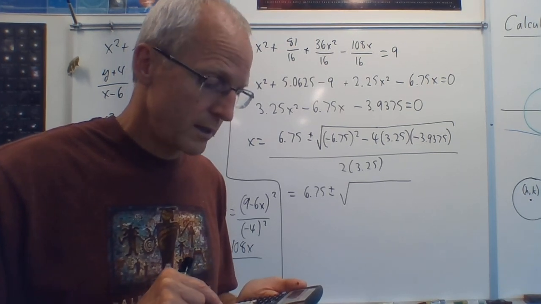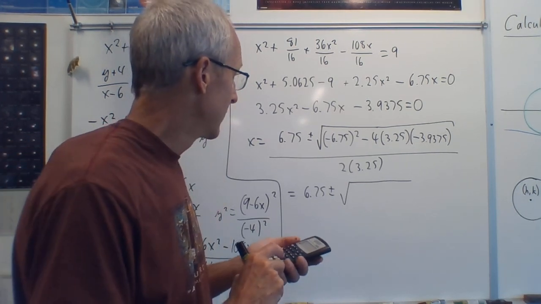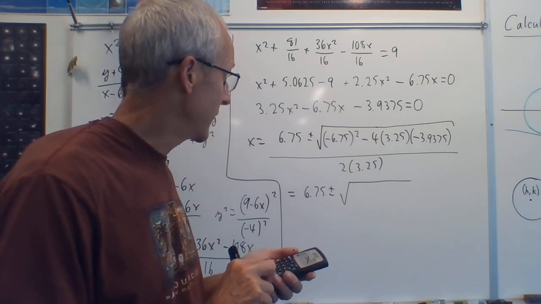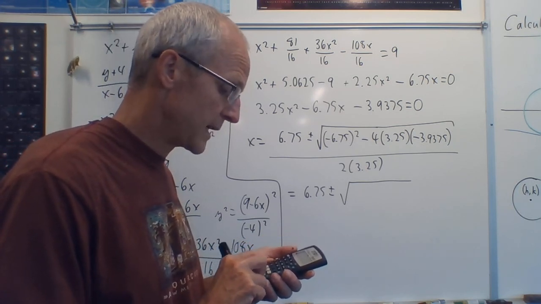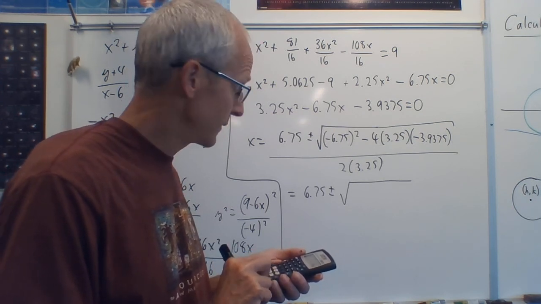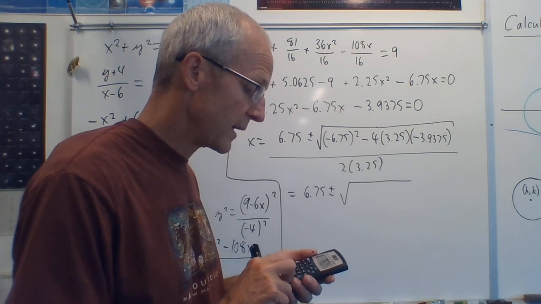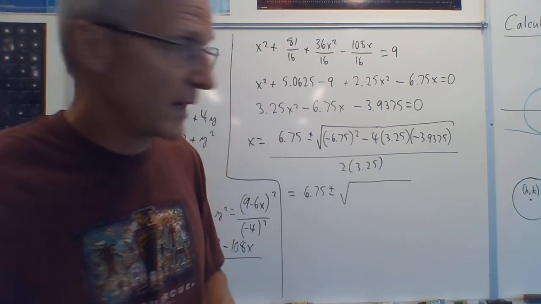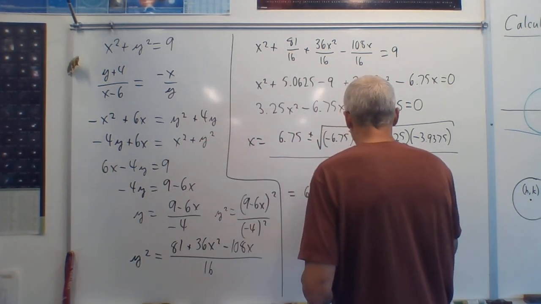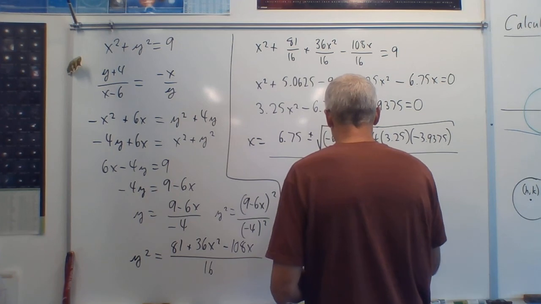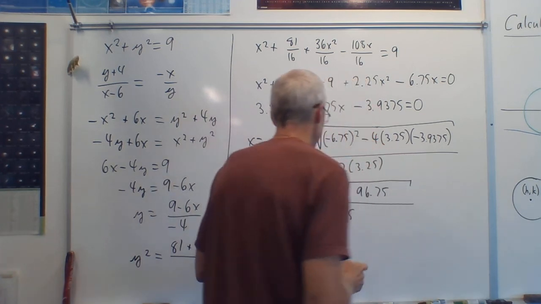6.75 squared is that. So plus 4 times 3.25 times 3.9375 equals that. And I get 96.75. So square root of 96.75 all over 6.5.